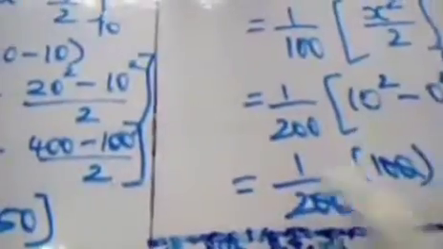So 1 by 200, 10 square is 100 minus 0 is equal to 100. Whenever cancelling 0, 0 we get the result 1 by 2. Otherwise we can write it as 0.5. Both are right only, nothing to worry.